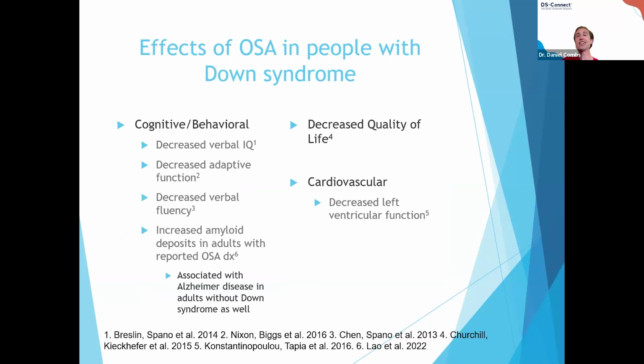So, effects of OSA specific to people with Down syndrome. These have all been demonstrated by various researchers. We know decreased verbal IQ, decreased adaptive function, which is your skills of daily living, which is a very important area. Decreased verbal fluency, so speaking less. There are some increased amyloid deposits in adults with OSA. That is thought to be a precursor towards Alzheimer's disease. And so there's the question of whether obstructive sleep apnea contributes to Alzheimer's development. That's kind of an ongoing open area.